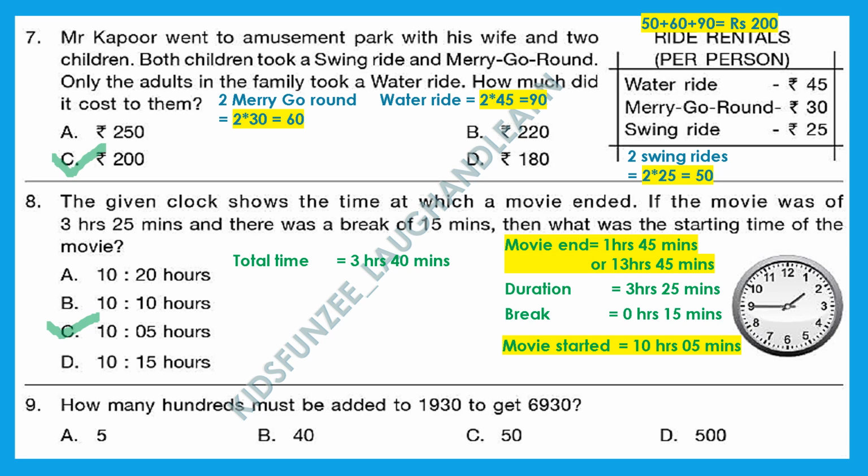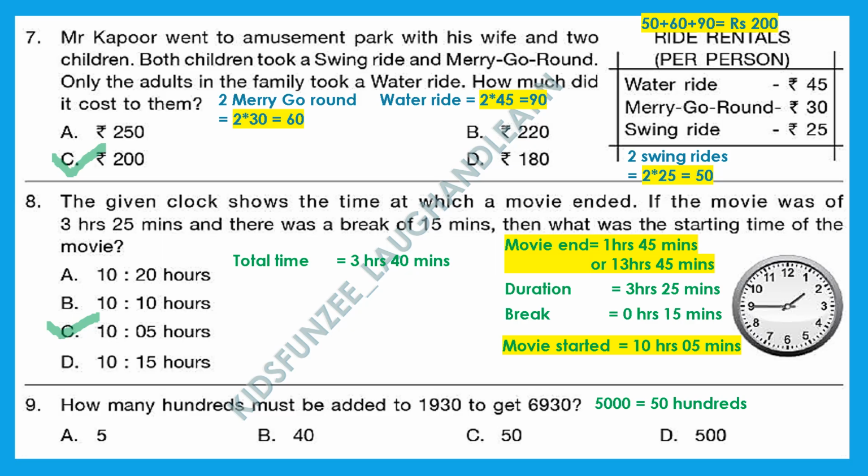Question 9. How many hundreds must be added to 1930 to get 6930? So how many hundreds need to be added? We have to find out. Okay. So here the difference is 5000. We can do the subtraction. We can clearly make out that the ones, tens and hundreds digits are the same. Only the thousands digit is changing. We can directly subtract it and we find that the difference is 5000.